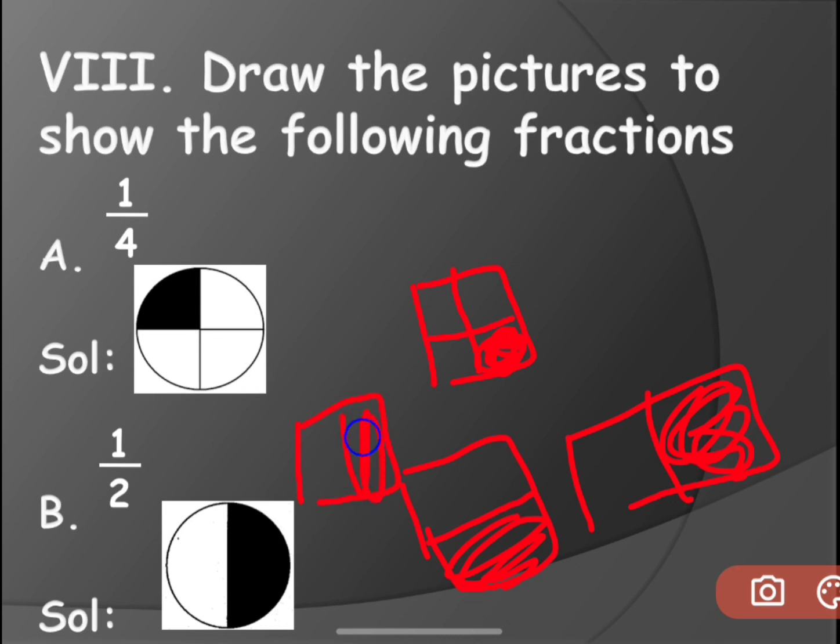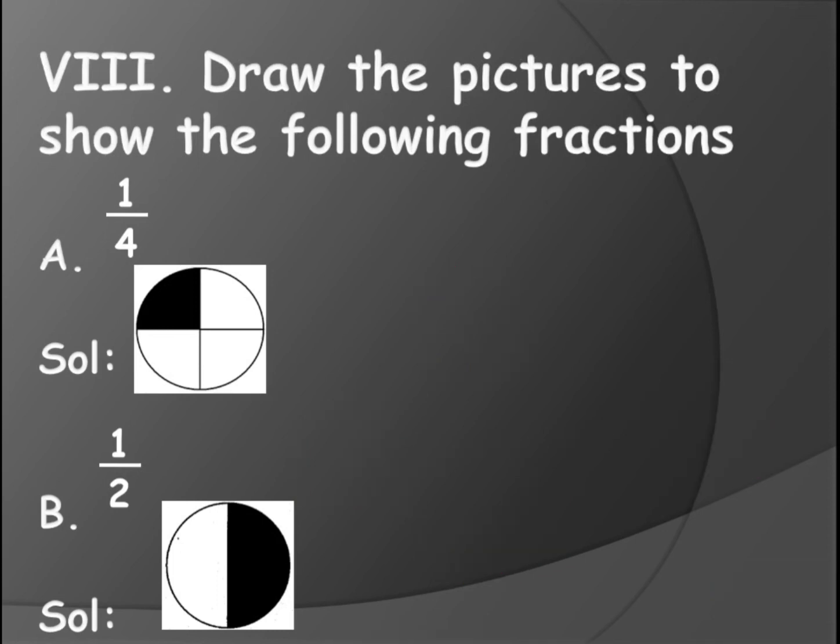Whichever shape you want to take, you can take and divide according to the denominator. If the denominator is 4, divide into 4 parts. If the denominator is 6, make it 6 parts. If the denominator is 2, make it 2 parts. If the denominator is 3, make it 3 parts. And according to the numerator, you need to color those parts. Okay, so this is about drawing the pictures for the given fractions.